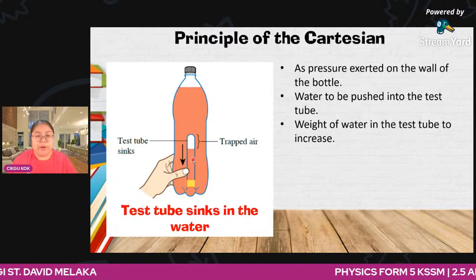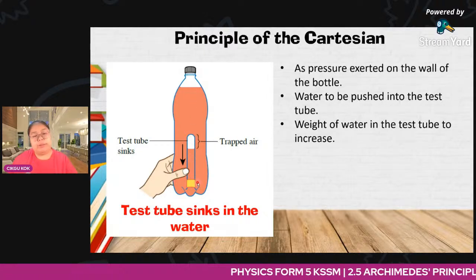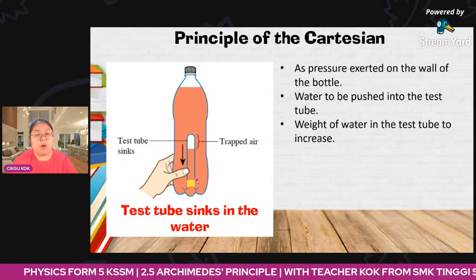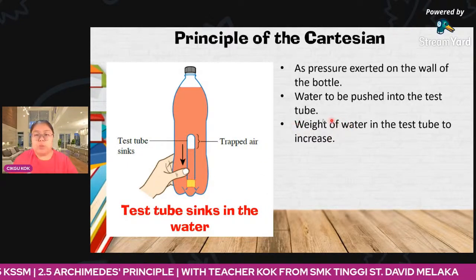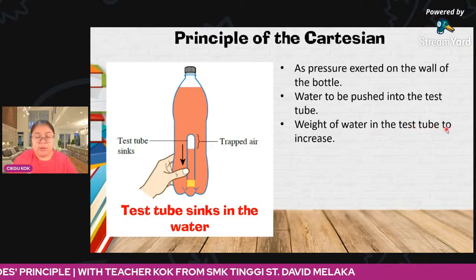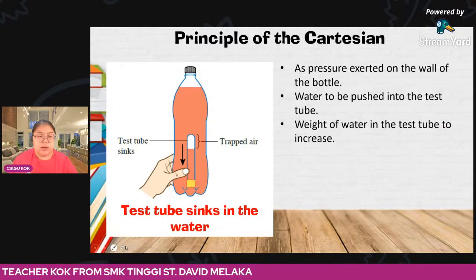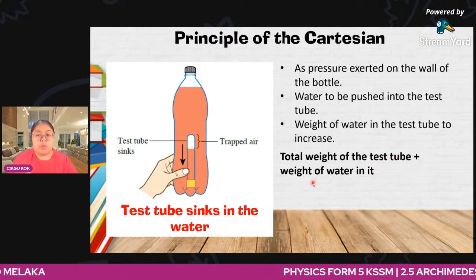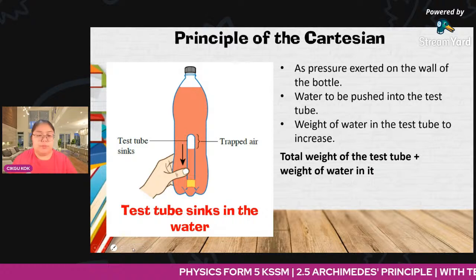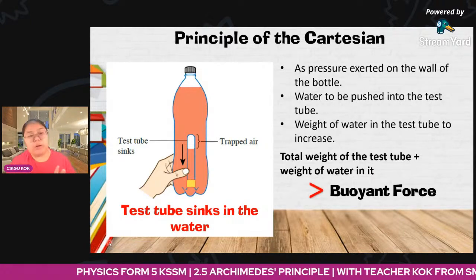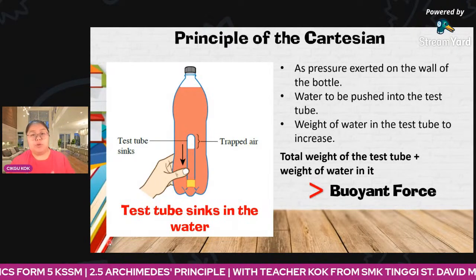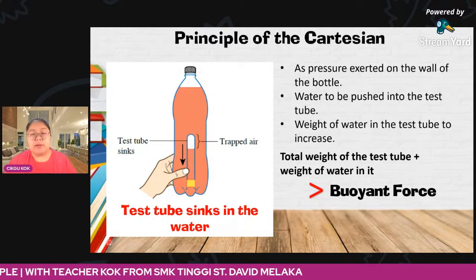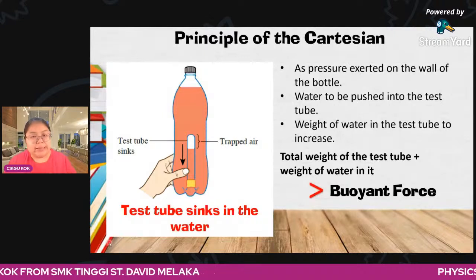So from here you find the test tube goes downwards. The test tube going downward means now the weight is higher than the buoyant force. So conclusion, the weight of the water in the test tube now is increasing. Then the total weight of the test tube and also the weight of the water in the test tube now is more than the buoyant force. So that's why the test tube will sink. Just now it was equal because they were floating. Now you find the test tube goes downwards, meaning the weight is higher already.